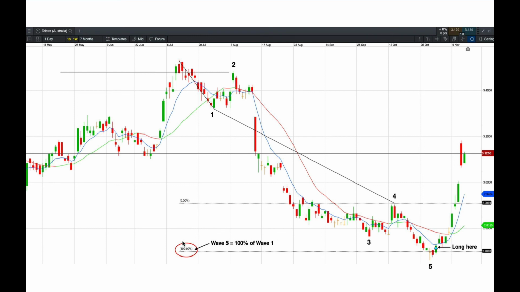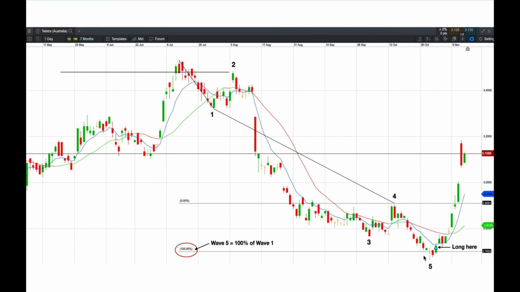Now, as it was at 100% of the range, as soon as it took out this daily high here, so that was the low day, that was an inside day. As soon as it took out the high of that inside day, I got long there, and up it went. And you can see how far this has gone.